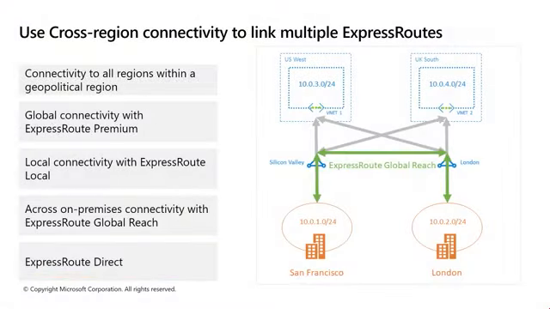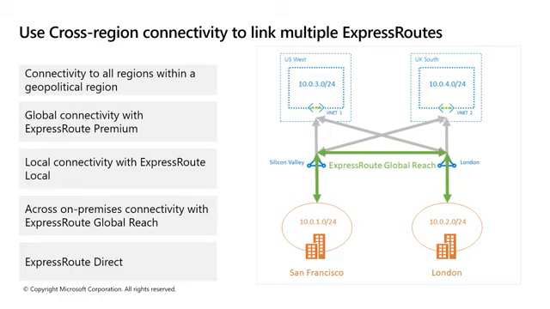Right here is the pitch example for where and why you would use ExpressRoute Global Reach. On the left-hand side, I have my San Francisco home base. And on the right-hand side, I have a London home base. Both of these sites are connected already to the Azure environment using ExpressRoute.